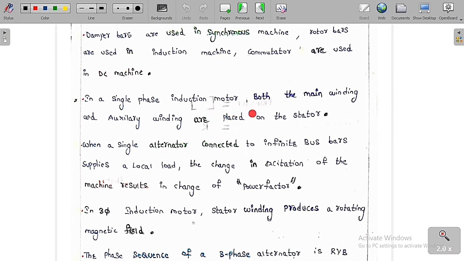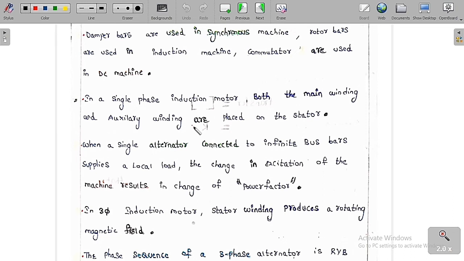In a single phase induction motor, both the main winding and the auxiliary winding are placed on the stator. In a purely single phase induction motor, the starting torque is equal to zero. So we keep an extra winding, called the auxiliary winding or starting winding, in parallel with the main winding on the stator. Therefore we get a non-zero starting torque. This auxiliary winding is used only for starting purposes.